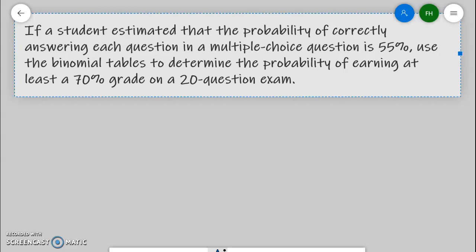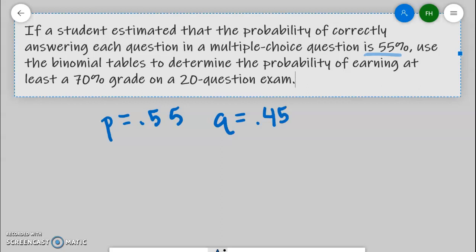Okay, so here is the question. We're estimating the probability, and we know that the probability of getting each question right is 55%. So that is going to be your P. So Q would have to be 0.45 because they have to add up to 1.